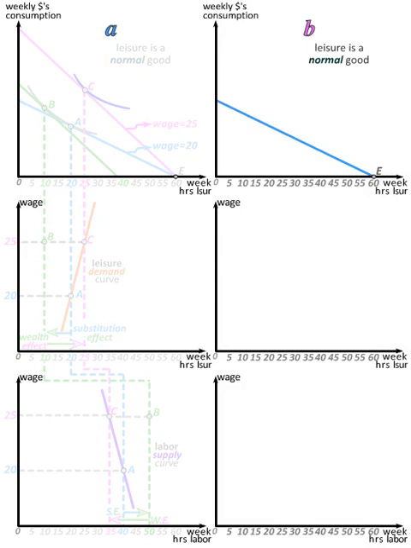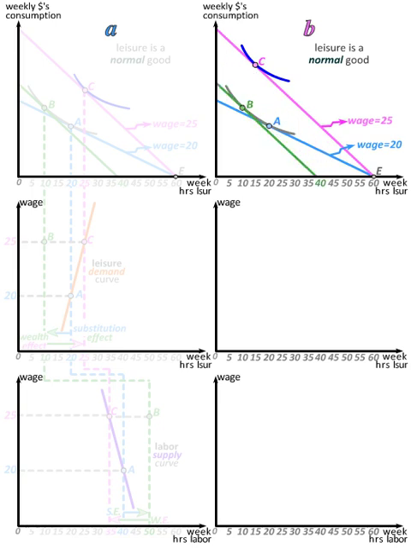In panel B, we'll start with the same initial setup: an initial blue budget constraint formed by an endowment of 60 leisure hours and a wage of $20 per hour, an original optimal bundle of A, and a new magenta budget constraint corresponding to a $25 wage per hour. The only difference with bundle A is that we now place bundle C to the left of bundle A.